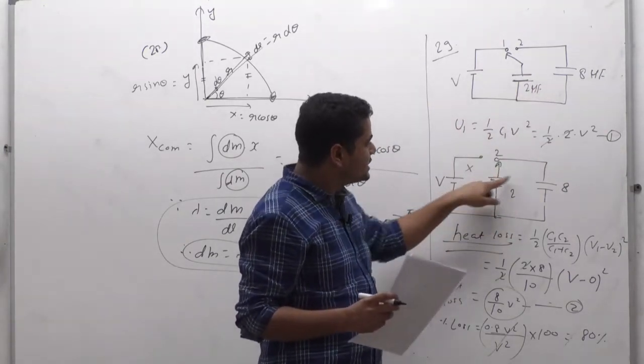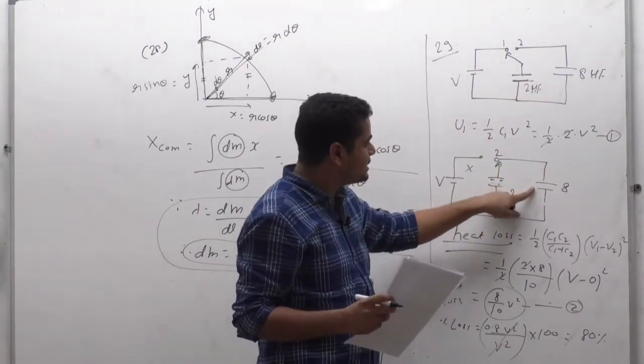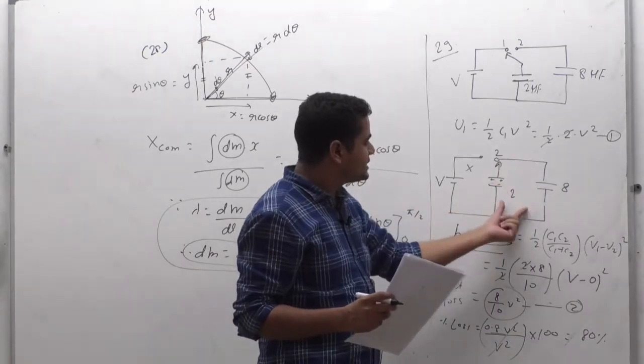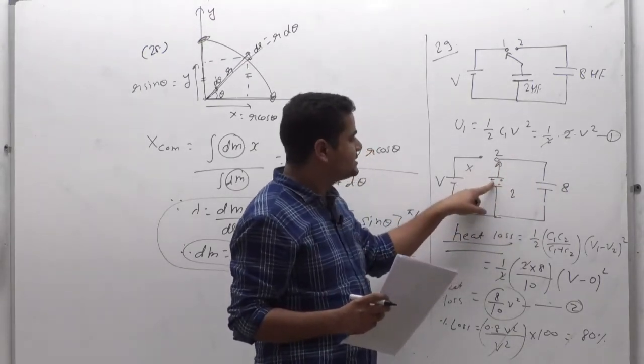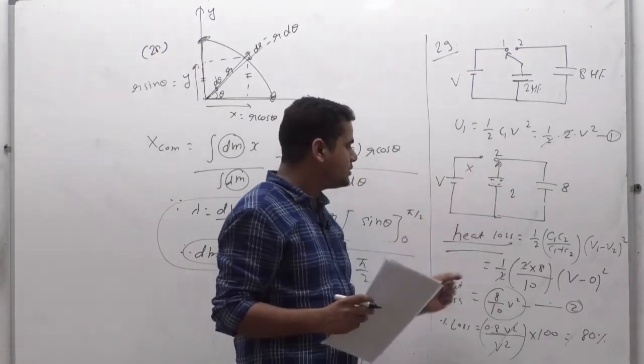So charges will redistribute itself till the time they have got same potential difference across them. During the flow of charge, heat will be produced. So in the form of heat, it will be lost.